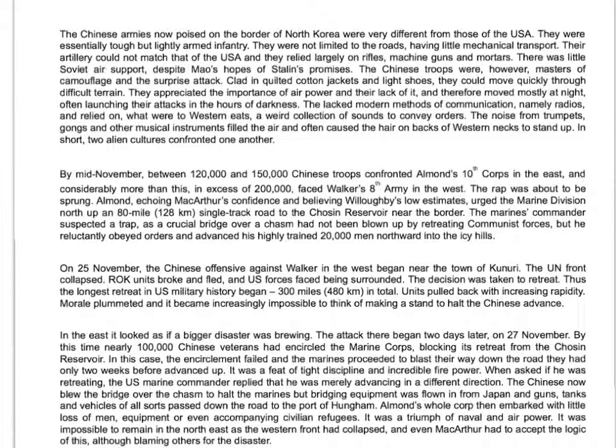They lacked modern methods of communication, namely radios, and relied on what were, to Western ears, a weird collection of sounds to convey orders. The noise from trumpets, gongs, and other musical instruments filled the air and often caused the hair on the back of Western necks to stand up. In short, two alien cultures confronted each other.